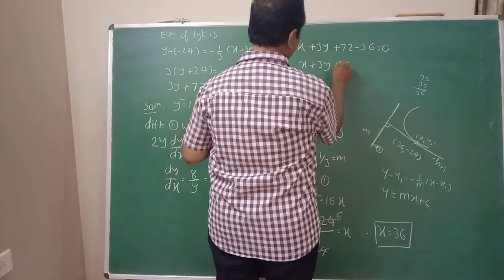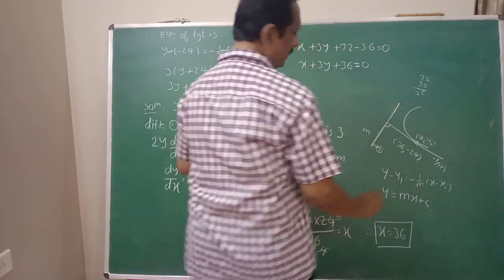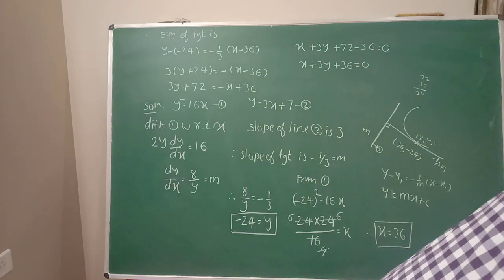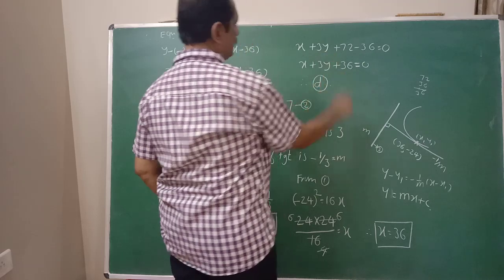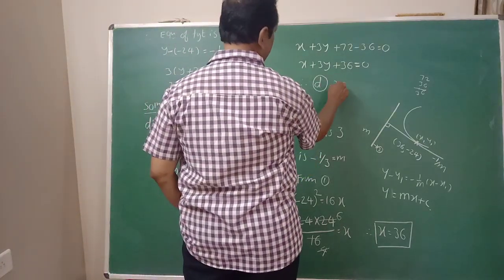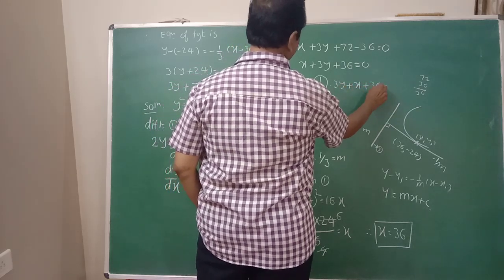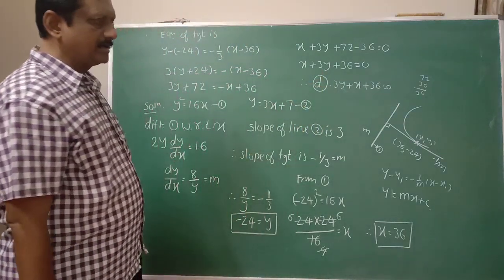36. So plus 36 is equal to 0. Therefore here the correct option is D. In the option they have given 3y plus x plus 36 is equal to 0. Both are the same here. Hence D is the correct option here.